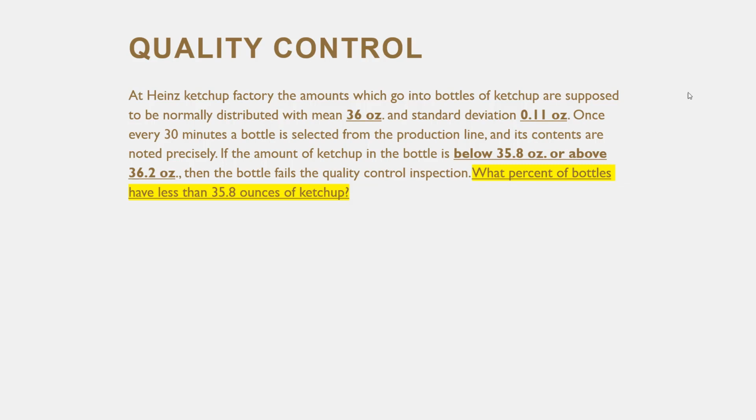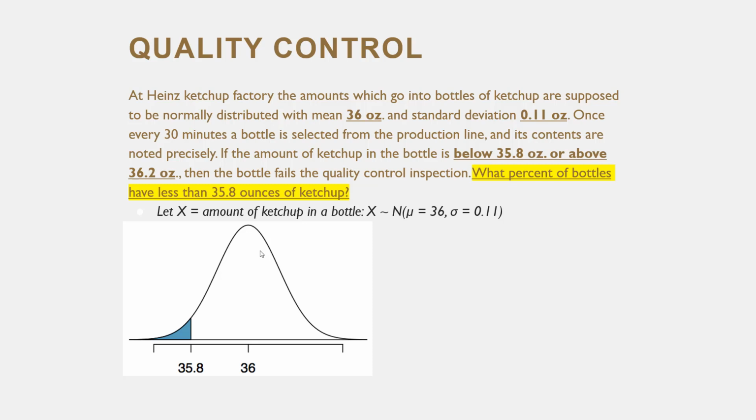So here we have a range of values for the control, but we start by looking at the lower level. Let X be my random variable, which is the amount of ketchup filled up in the bottle, which is distributed normal with mu 36 and sigma 0.11. Everything in ounces, so pay attention if you are dealing with the same units. It will look like this: you have 36 in the center and then 35.8 on the left. You are interested in what will be less than that, so this will be the left tail.